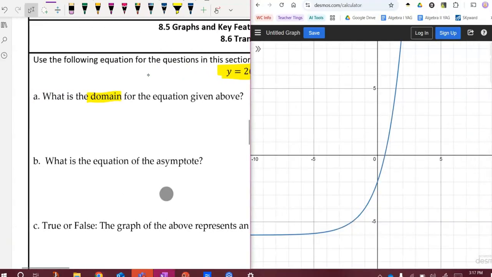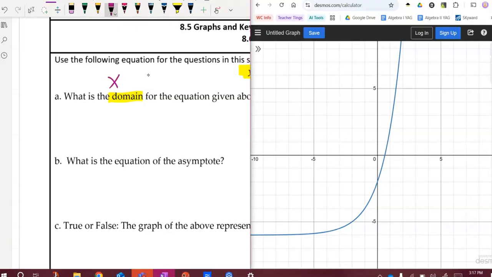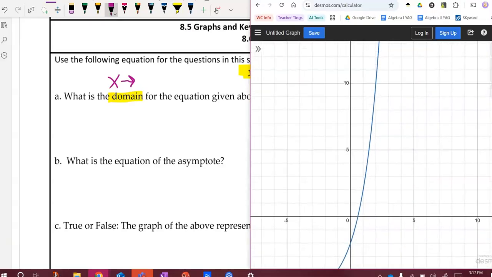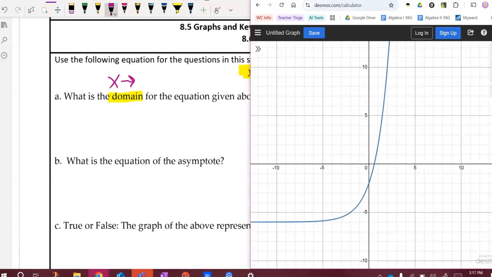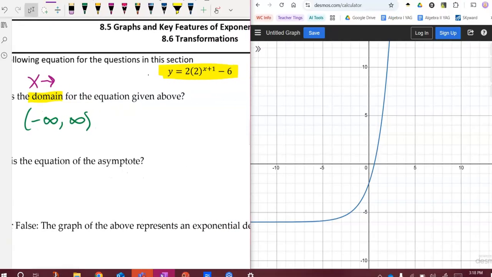And the domain, when we talk about domain, we're talking about the x values. We're looking at the x-axis from left to right. So from the left here, as the x values increase, where is our graph going? Our graph is going up. Where does our graph begin on the left? Well, it has a line coming from the left, so our domain is negative infinity to positive infinity. And this is the domain for all exponential functions.